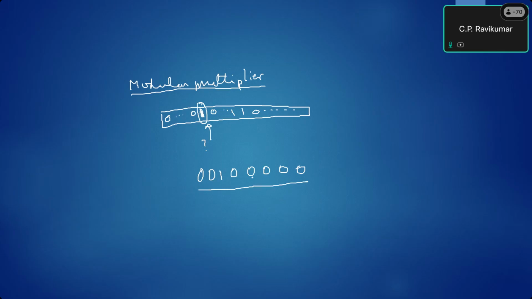How do you find this position? So this is 0, 1, 2, 3, 4, 5. The answer should be 5. What is the method?